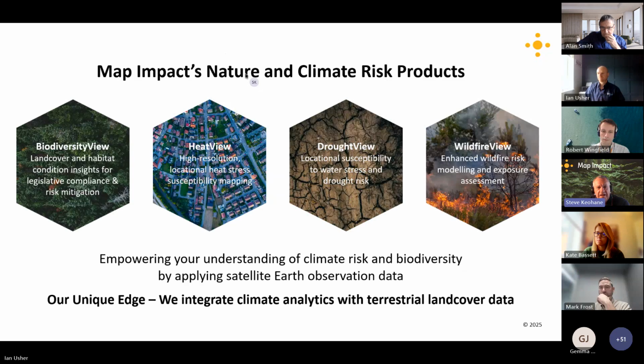So Ian, please. We've got 4 foundation products. The unique edge is that our first one, Biodiversity View, is an assessment of land cover and habitat condition right across the nation at 50-meter intervals. Heat View is high resolution for heat stress, so susceptibility to heat stress. Drought View is susceptibility to water stress and drought risk. And Wildfire View, as it speaks for itself, is about wildfire susceptibility at locational level.